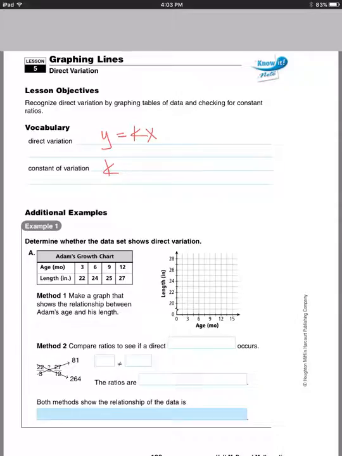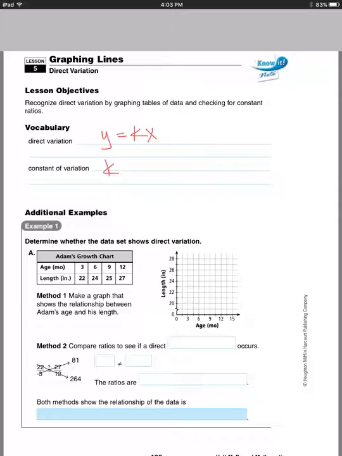Welcome to math. So we are going to be determining whether the data they give us, possibly in different forms, shows direct variation. Okay, so here we go. We have some ways we can do this. They give us a table of Adam's growth chart in age and length. His age in months and his length in inches.